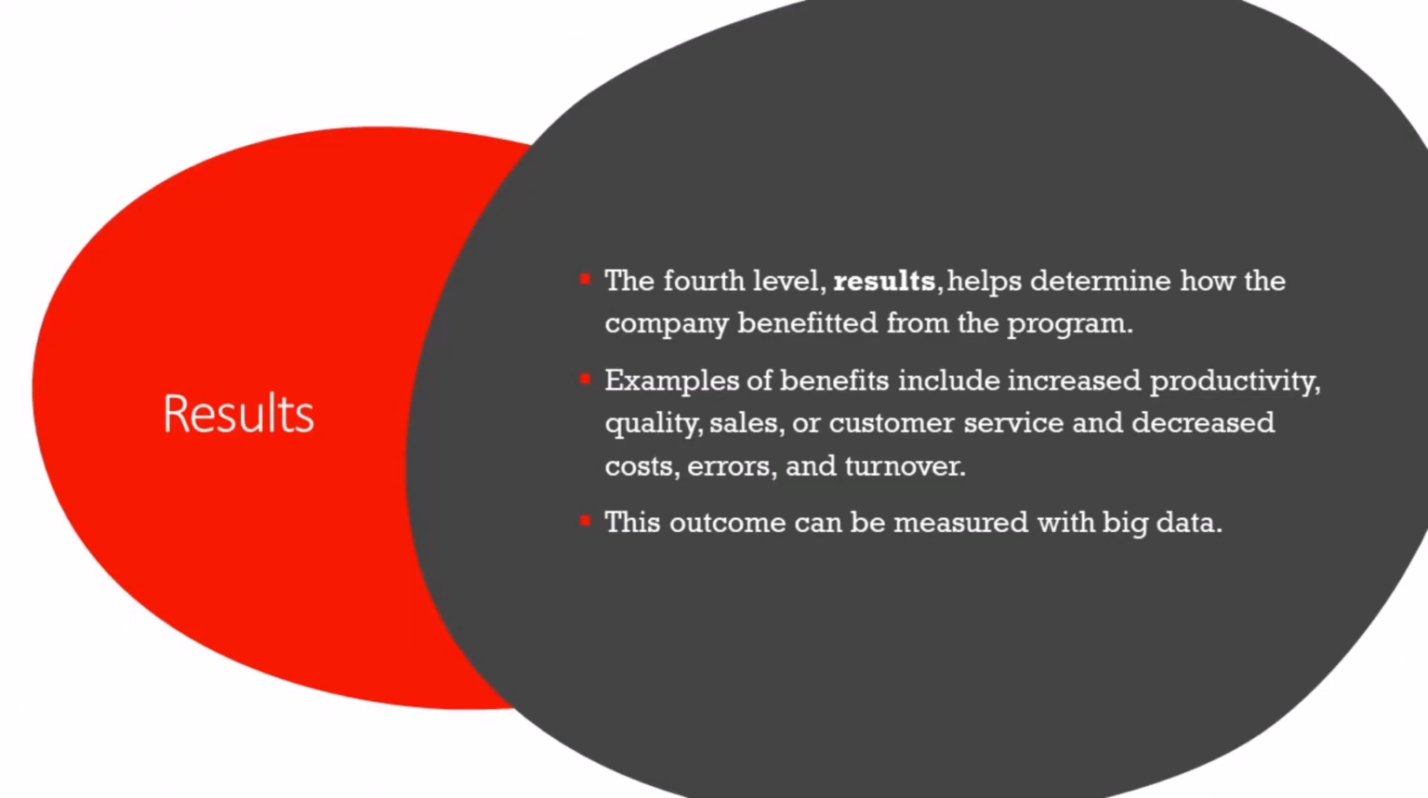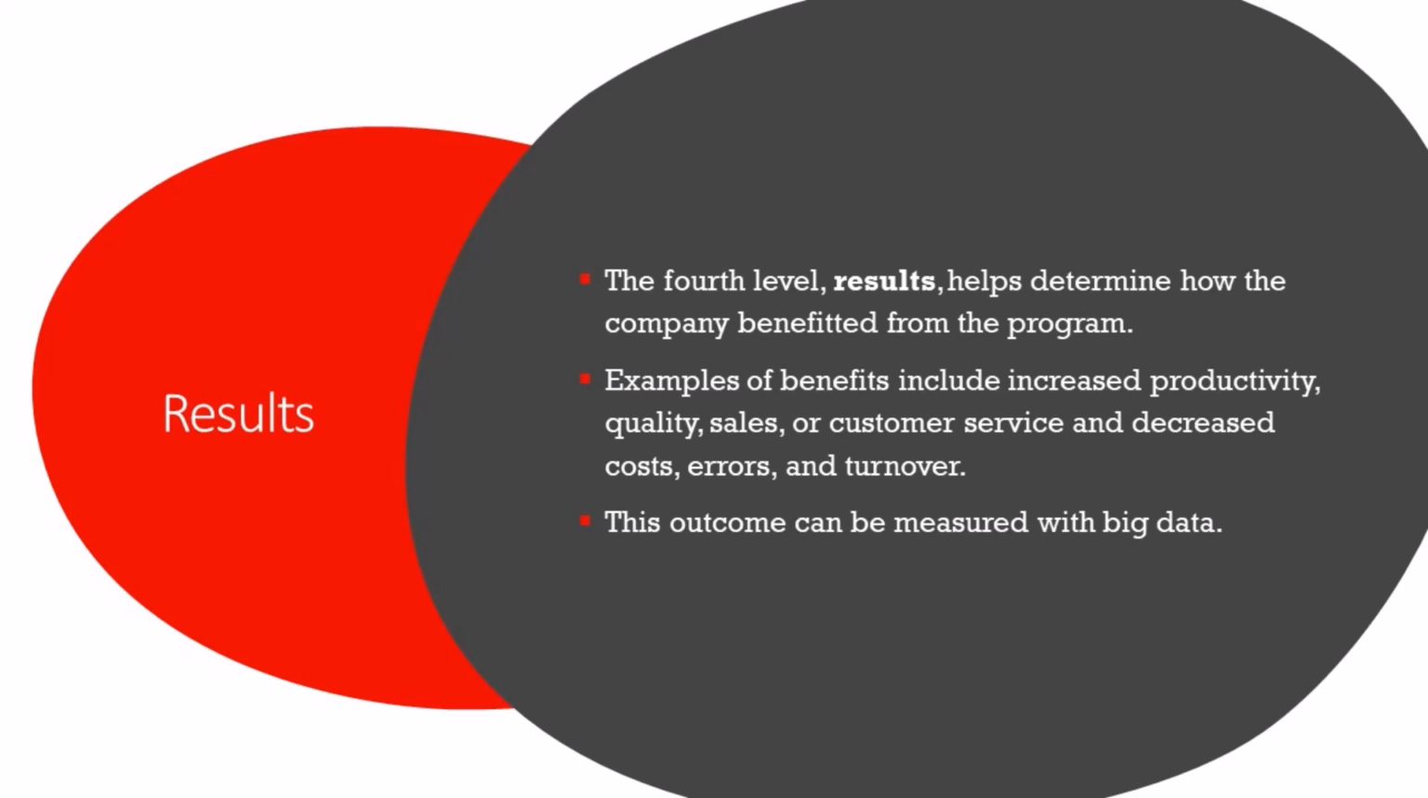As we move up the levels, the data we collect becomes more focused on the organization and less focused on the individual learners. The fourth level is results, a measure of how the training program impacted the organization. Did the program produce the expected results? Did it increase sales, and by how much? Did it reduce errors, and by how much? Some other examples include increased productivity, increased quality, better customer service, decreased costs, and decreased turnover.